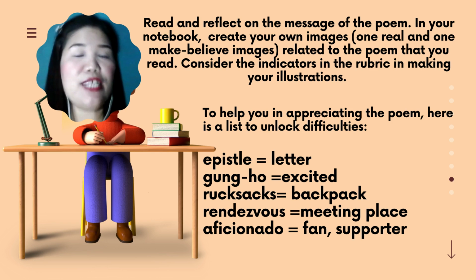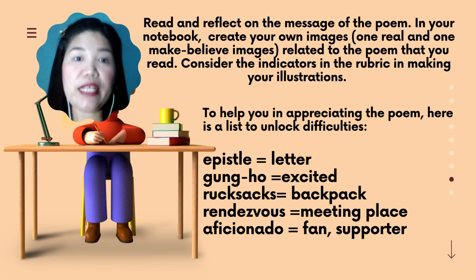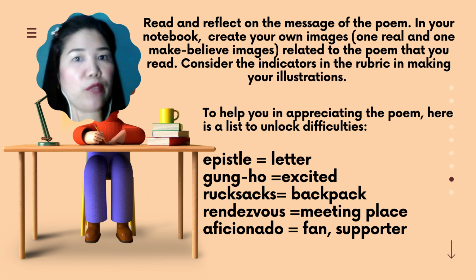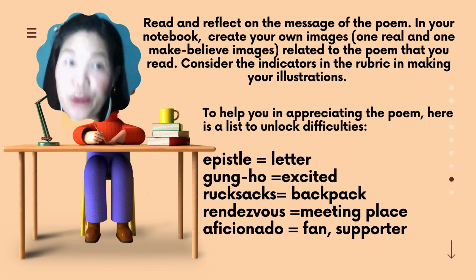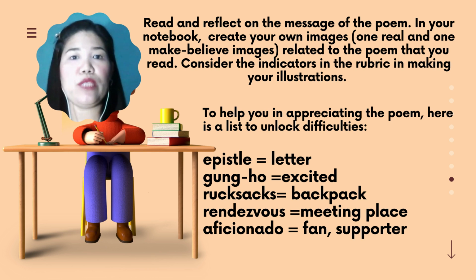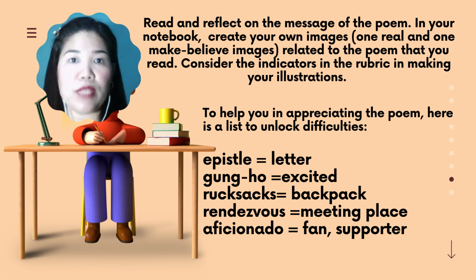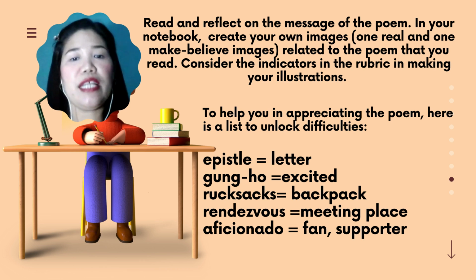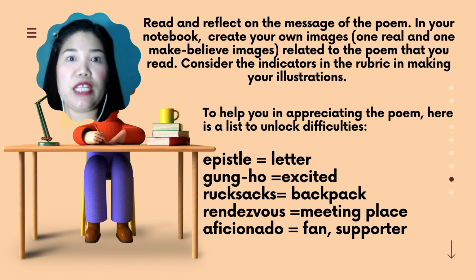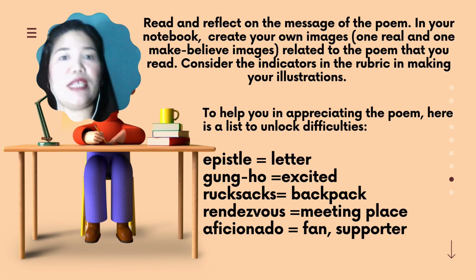Like in the previous task, in learning task number 8, the drawing that you will make will be based on the poem that we will read. We will read and reflect on the message of the poem. That will be the second poem. Then, in your notebook, you will create your own images. Again, one real image and one make-believe image. So there will be two images and they are related to the second poem that we will read. Consider the indicators in the rubric in making your illustration, the rubric that we have discussed a while ago.